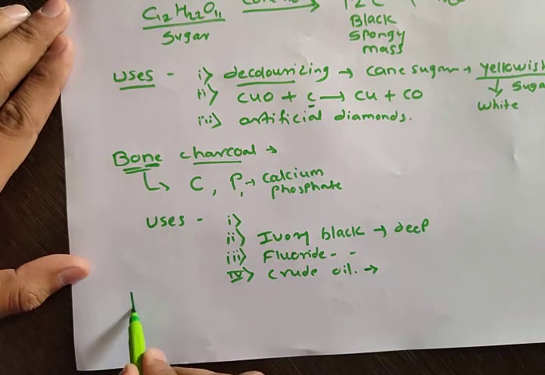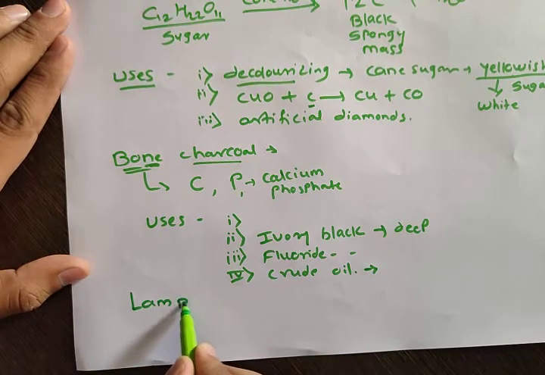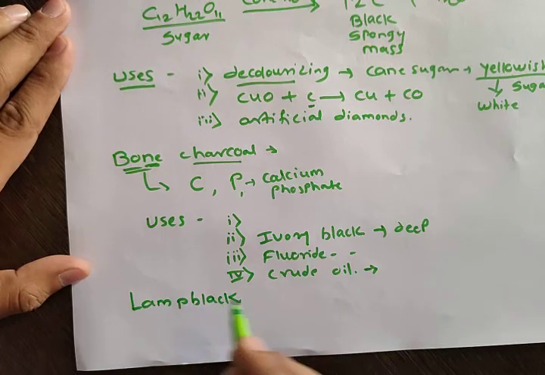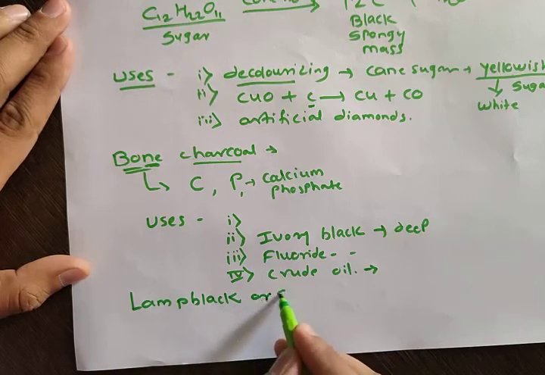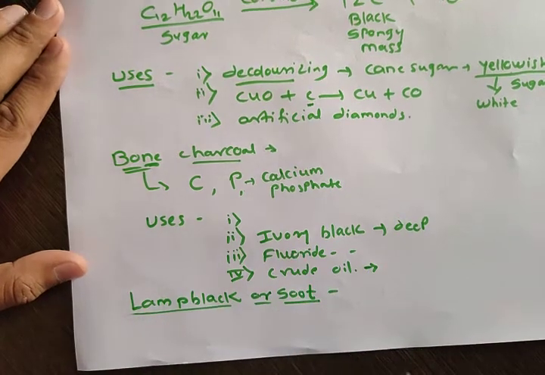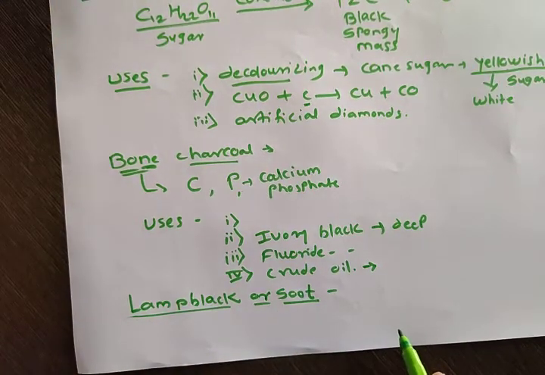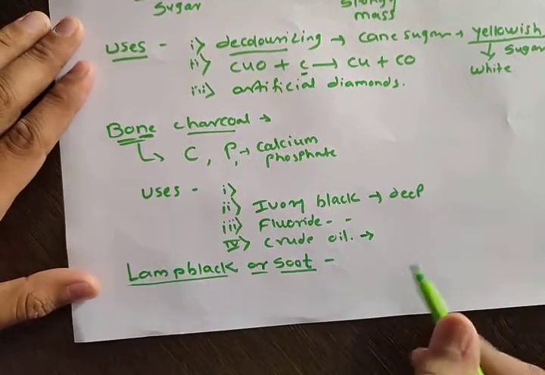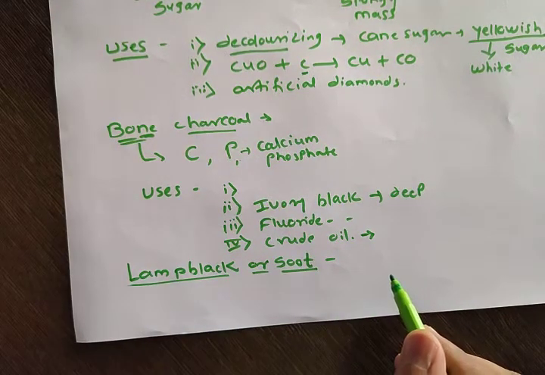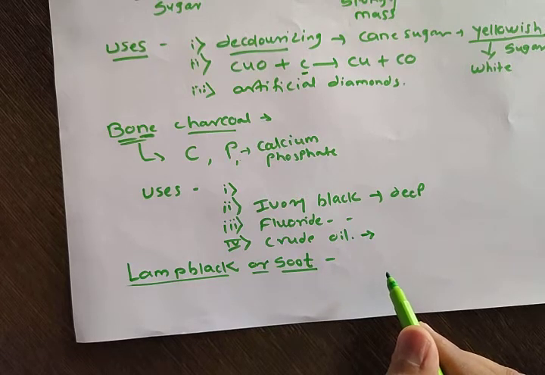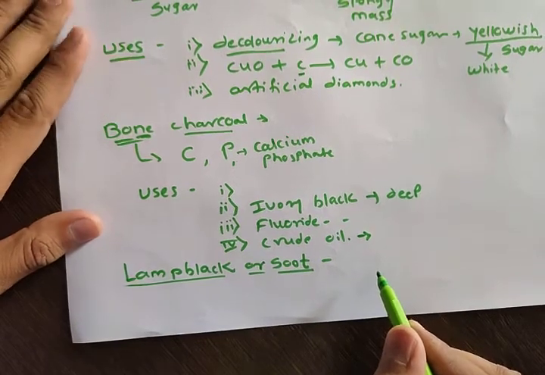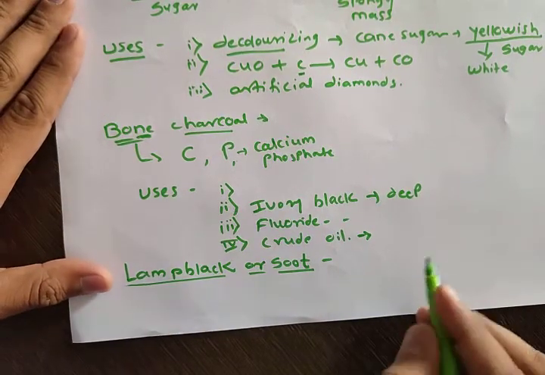The next is lamp black. Next type of charcoal, lamp black, is also known as soot. I think in the previous chapter I already told about the kajal which is used by people for their eyes. So that kajal, how to make that kajal, I already told the process.